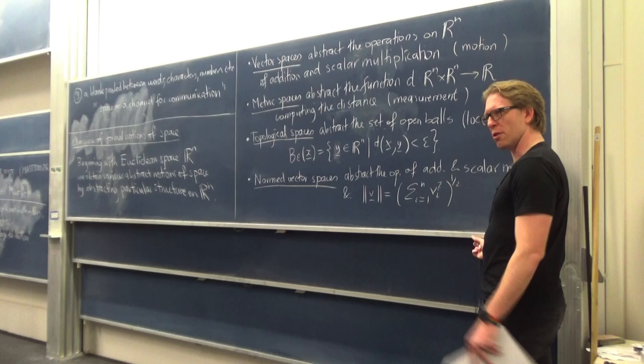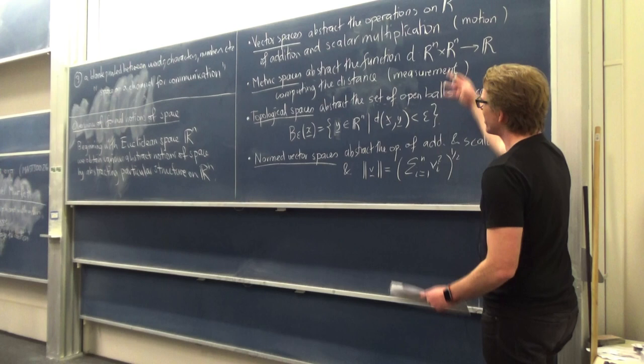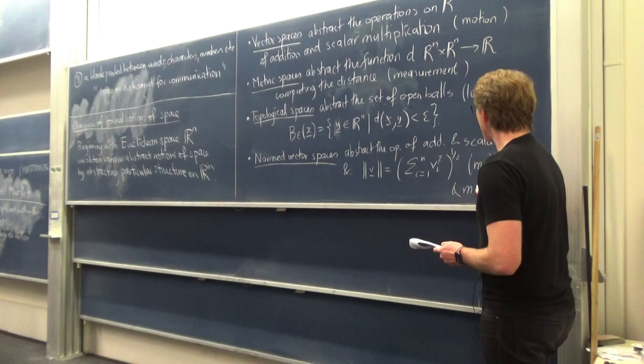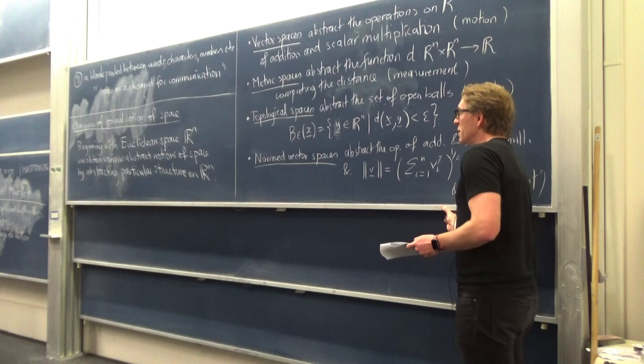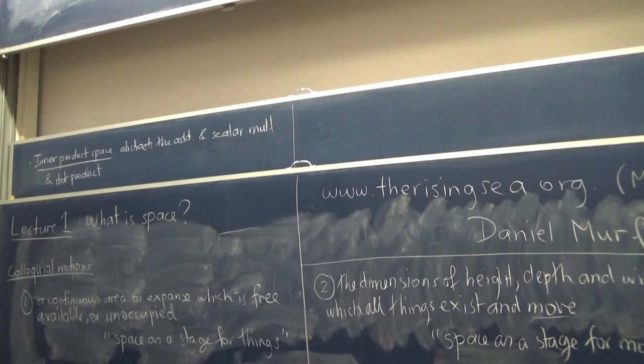Normed vector spaces, this is tied up with the earlier things. So maybe I'll say motion and measurement. Right, because I can extract, as I said, the metric distance from the norm. And as we all know, inner product spaces are about angles.